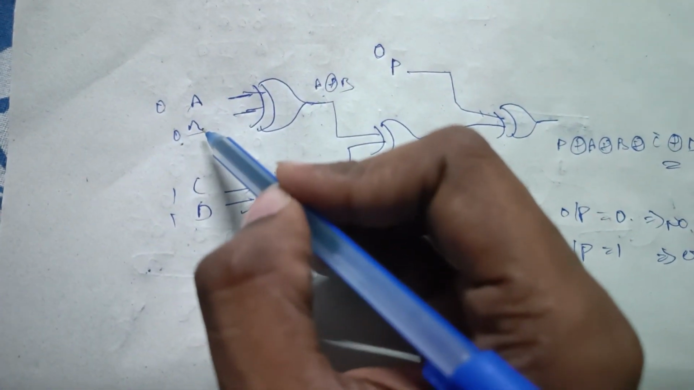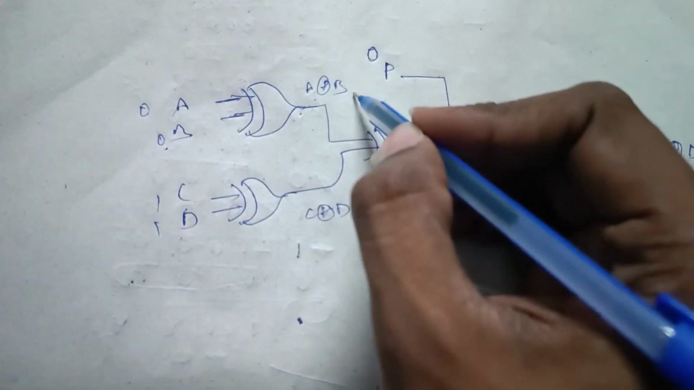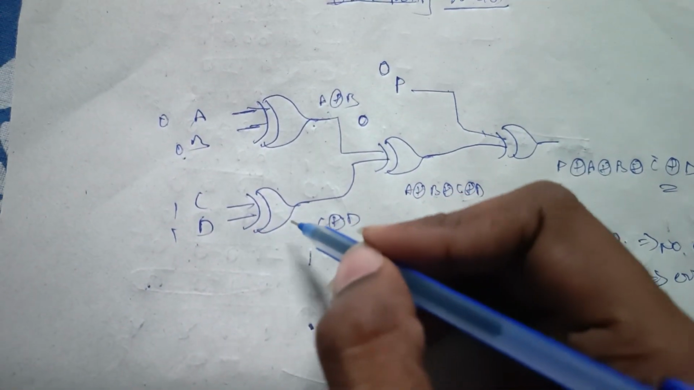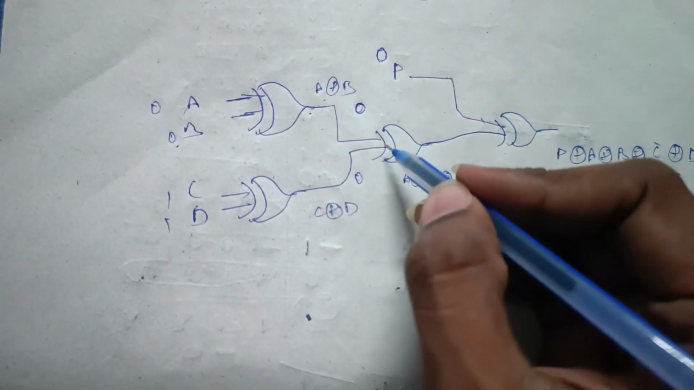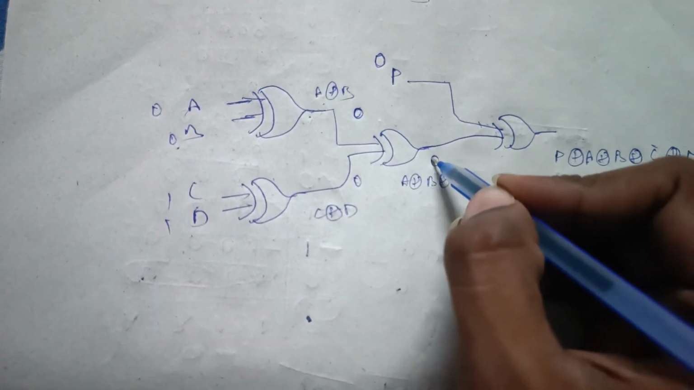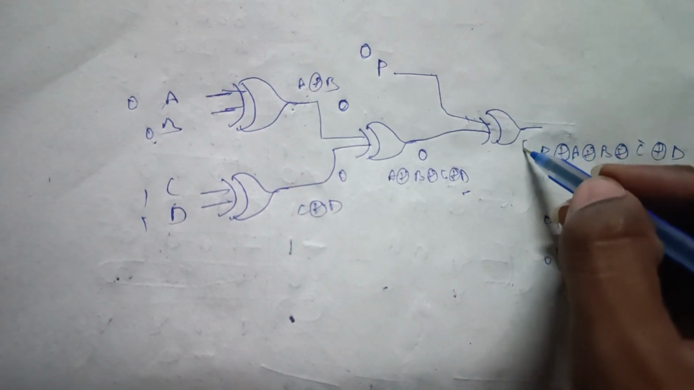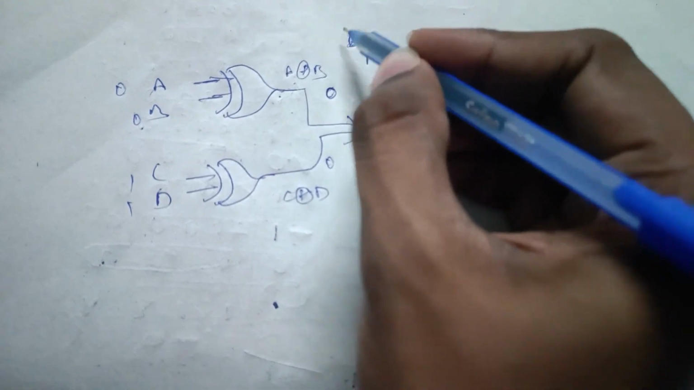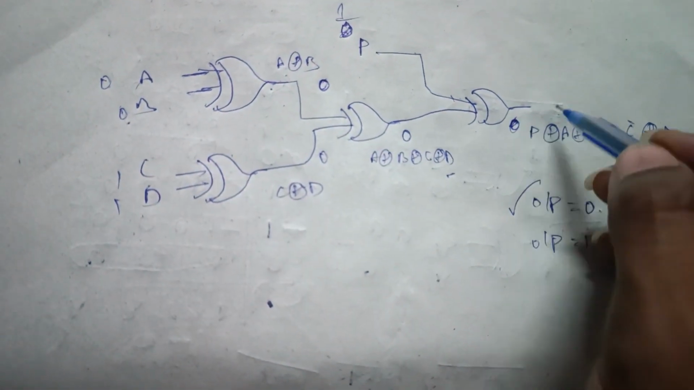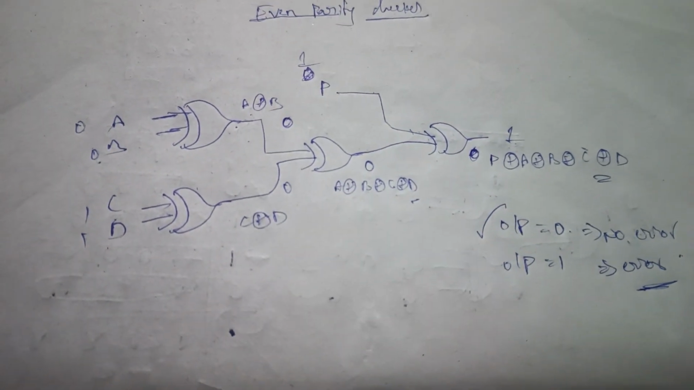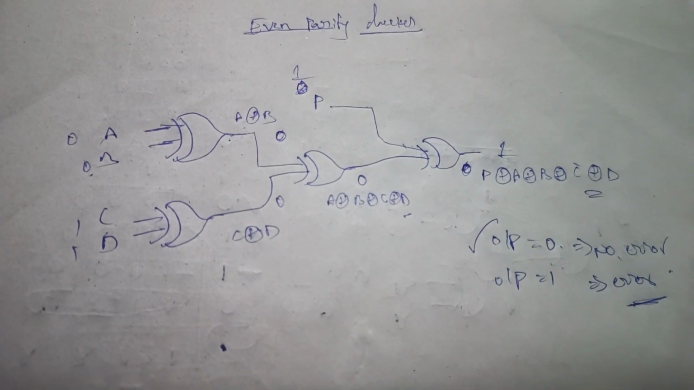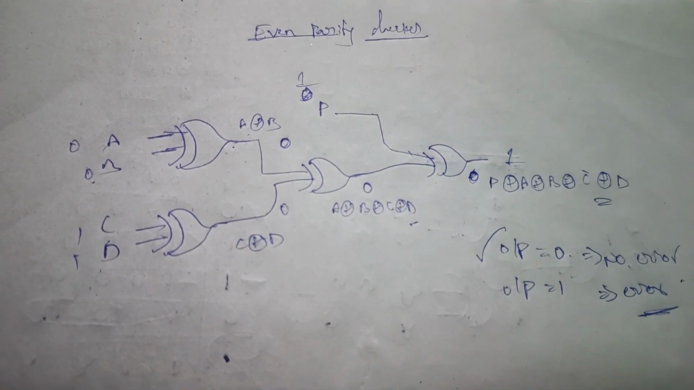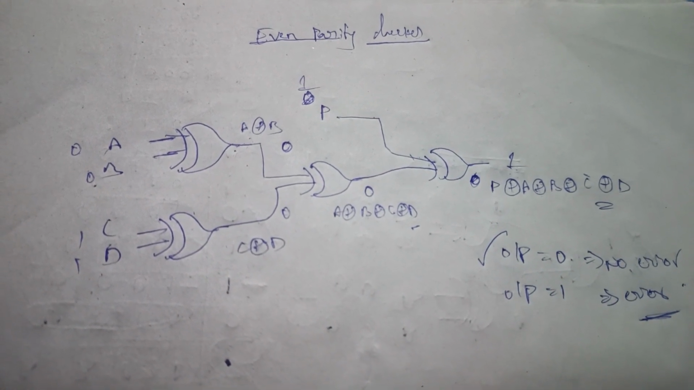Now if 0 and 0 are applied to the XOR gate, the output is 0, since the same inputs give output 0. Here also the same inputs are given, so the output is 0. Here also the same inputs, so the output is 0. So 0 means there is no error. Suppose the parity bit is 1 here, then with 1 and 0 the output will be 1, and it has an error. In this way the even parity checker checks whether the received parity or the received information is correct or not. Now let's make the Verilog code for the even parity checker.